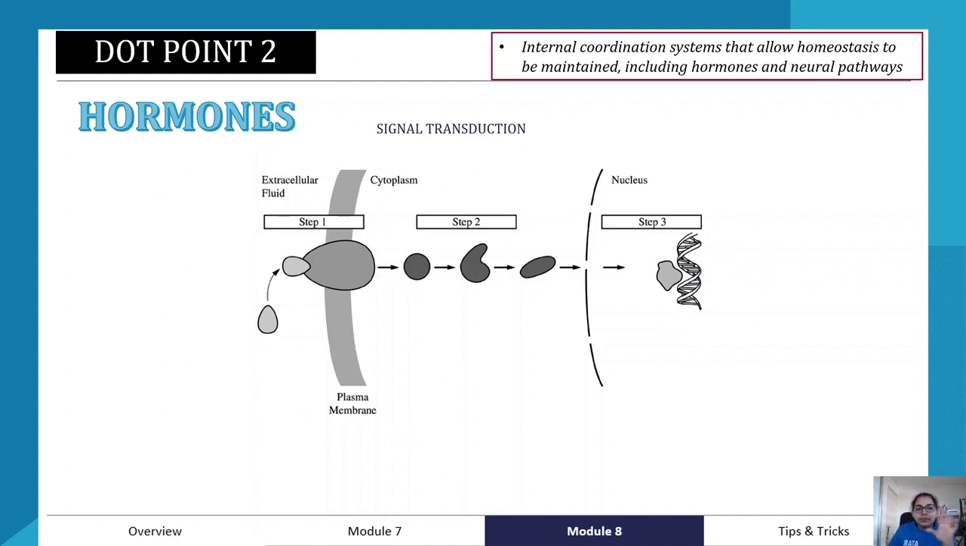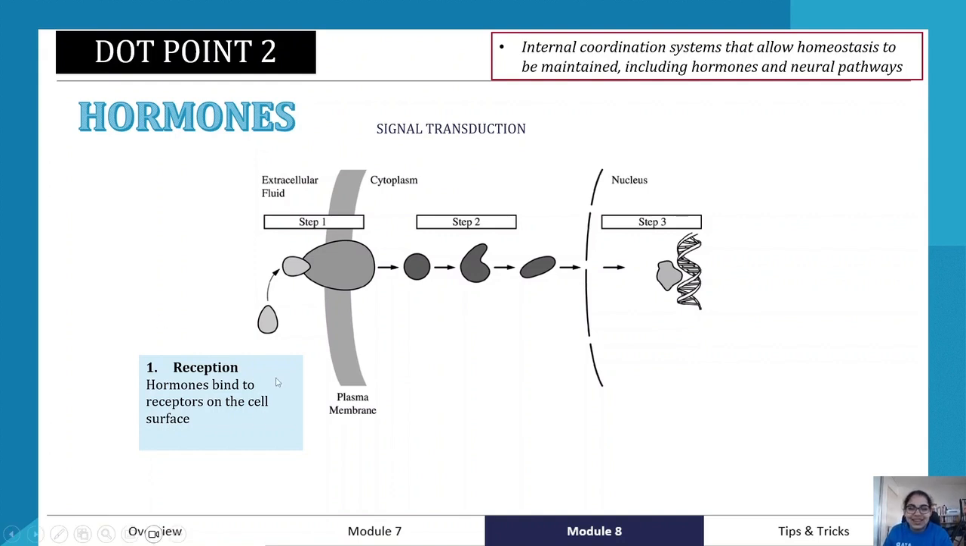Okay, so how is the whole thing happening? Essentially, we go through a process called signal transduction. We start off here. This is the plasma membrane, so this is the inside of the cell and this is the outside. We've got extracellular fluid on the outside. This is a hormone. It's going to come and attach to the receptor on the plasma membrane. From there, it is going to cause transductional changes.